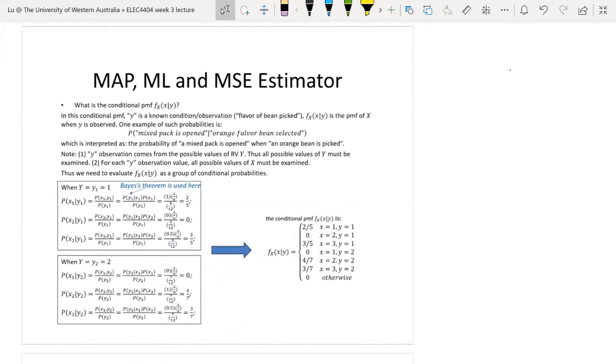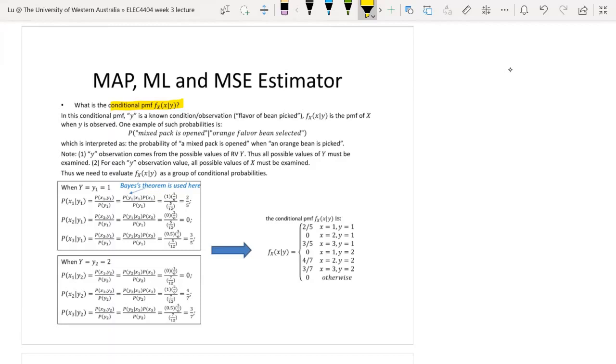This is the very last question. So how to evaluate the conditional probability mass function f(x) subject to y? Okay, we need to understand what that means. So the letter y is next to the vertical bar in the brackets. That means the y is the condition. Based on this condition, based on this observation, we want to estimate the distribution of x.